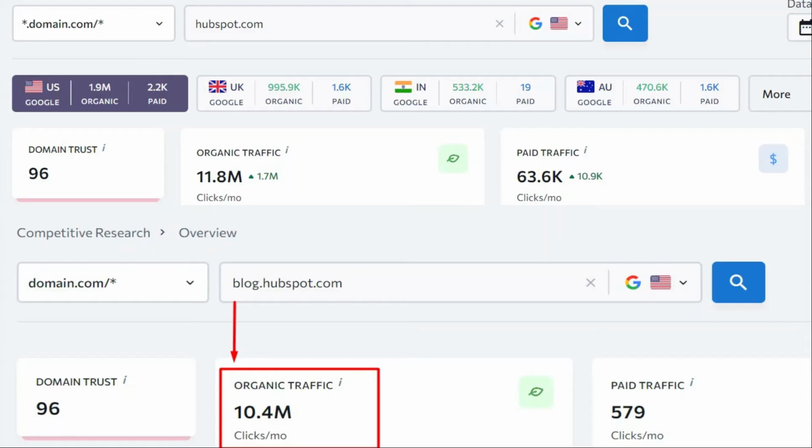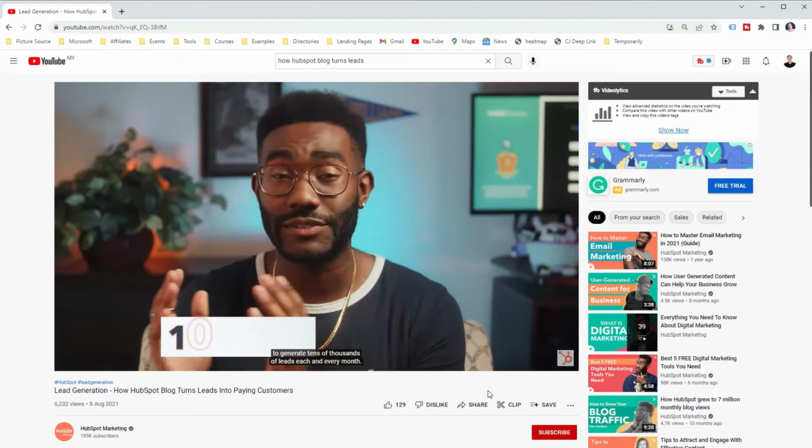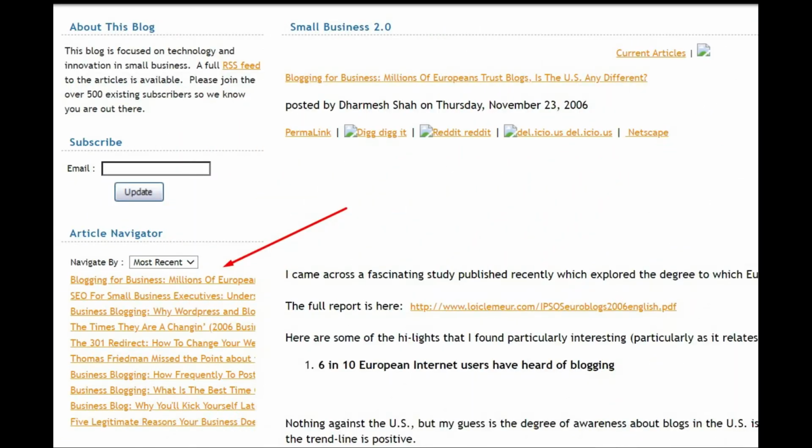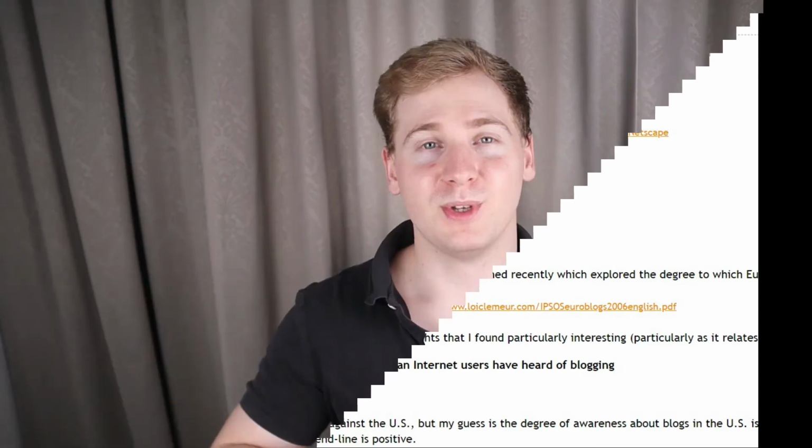A great example of that is HubSpot, as their website attracts 11 million visitors every single month, and most of the organic traffic is generated by their blog. And their blog is generating 10,000 leads each and every month. Heck, they even talked about the importance of blogging for business when many companies did not even have a website. So, yes, blogging for business is essential to drive more leads and more revenue for your business.